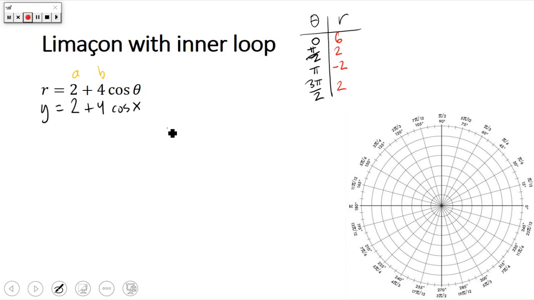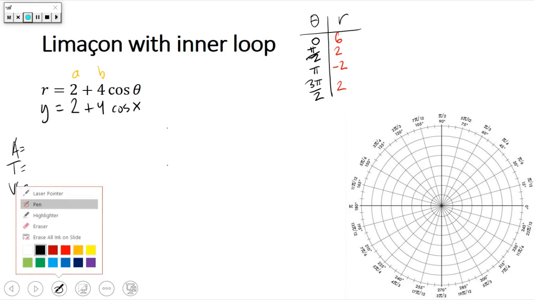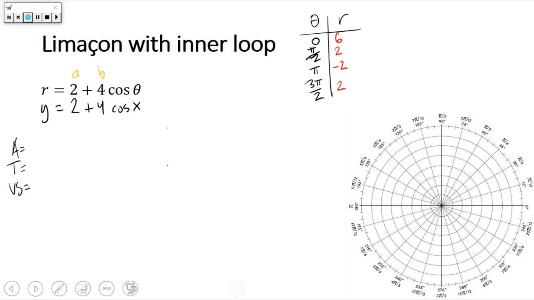It's the most useful to do this method to get a better picture. So again, amplitude, we want the period, and we want to look at the vertical shift. There's not going to be a phase shift. So the amplitude is going to be 4. The period is just going to be 2 pi because there's nothing in front of that x. Well, there is. It's 1. It's 1 in front of the x, and then the vertical shift is just 2, and it's positive, so it's up.